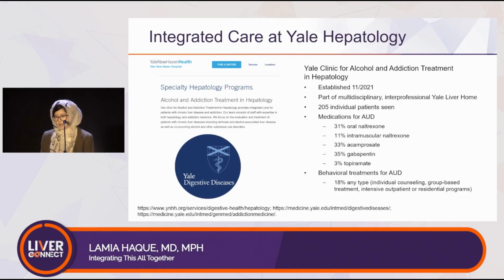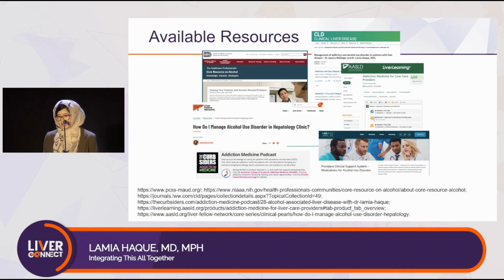In the clinic that I'm a part of, we have a small behavioral health team, but primarily it's integrating a medication management type intervention into usual hepatology clinic visits. We have been in place since 2021, and overall there's a relatively high rate of patients taking medications for alcohol use disorder as well as behavioral treatments. We haven't yet looked at our data as far as outcomes for drinking, but that's in process.